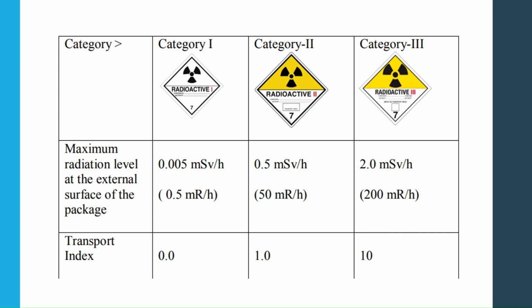This is what I was telling. 0.005 millisievert per hour will be equivalent to 0.5 milliroentgen per hour, and 2 millisievert per hour will be 200 milliroentgen per hour. You have to simply multiply it by 100 to convert millisievert into milliroentgen.